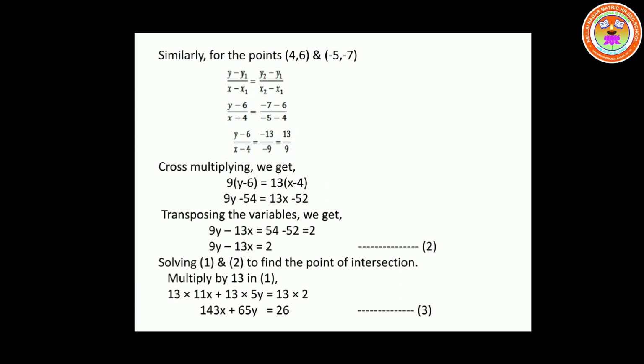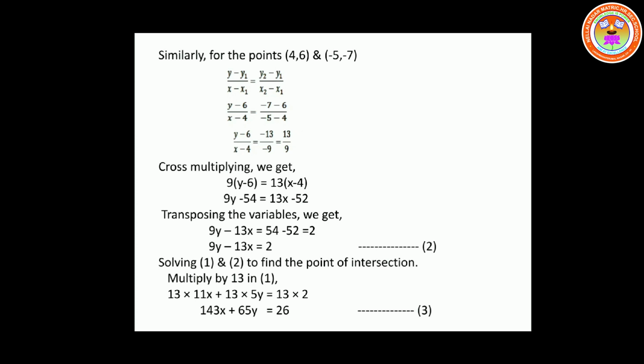Multiply the numbers inside the bracket. So 9 into y, 9y, minus 9 into 6 is 54, that is equal to 13 into x, 13x, minus 13 into 4, 52. Now again the same thing, what I am going to do is taking the variables to the LHS and constant to the right hand side.